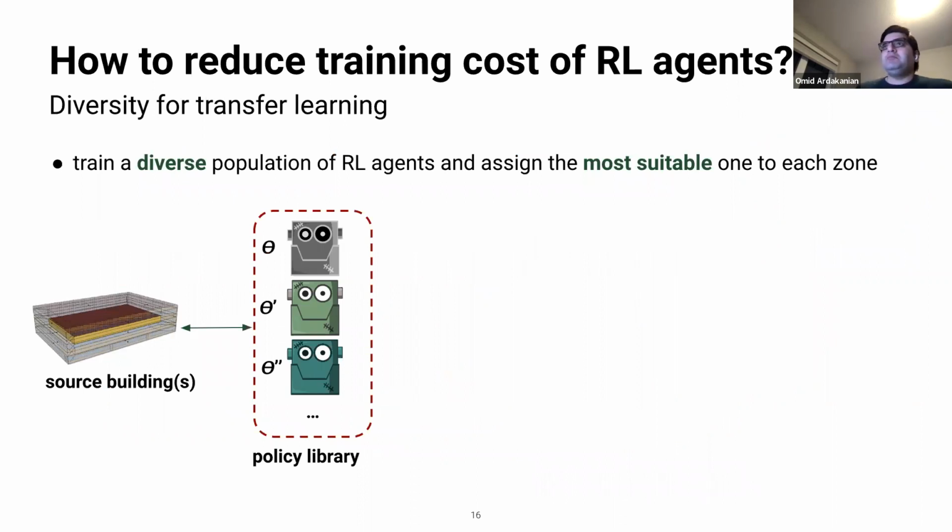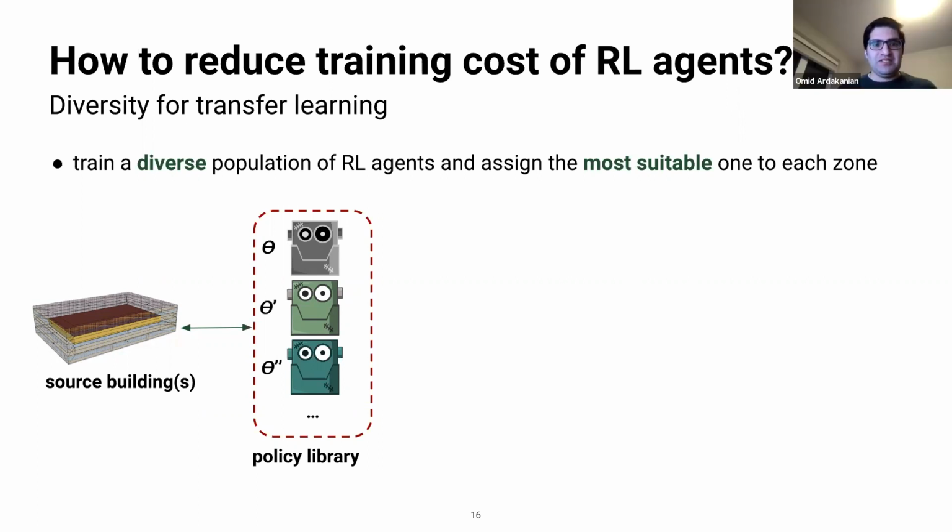So lastly, another thing that we can do is to train a diverse population of reinforcement learning agents. I have to define diversity, just bear with me for a second, and then assign the most suitable policy among these agents to each zone in the target building. So the first thing is, what is this policy library?